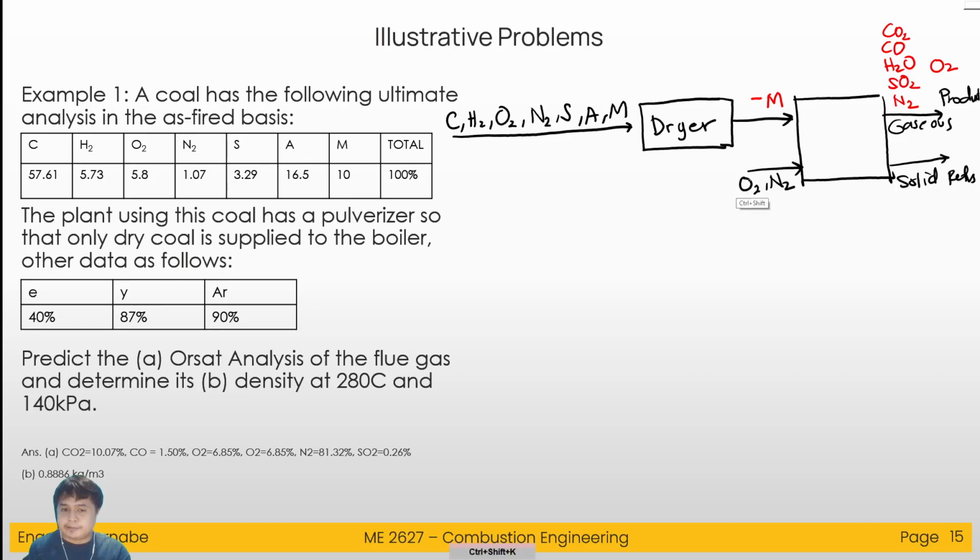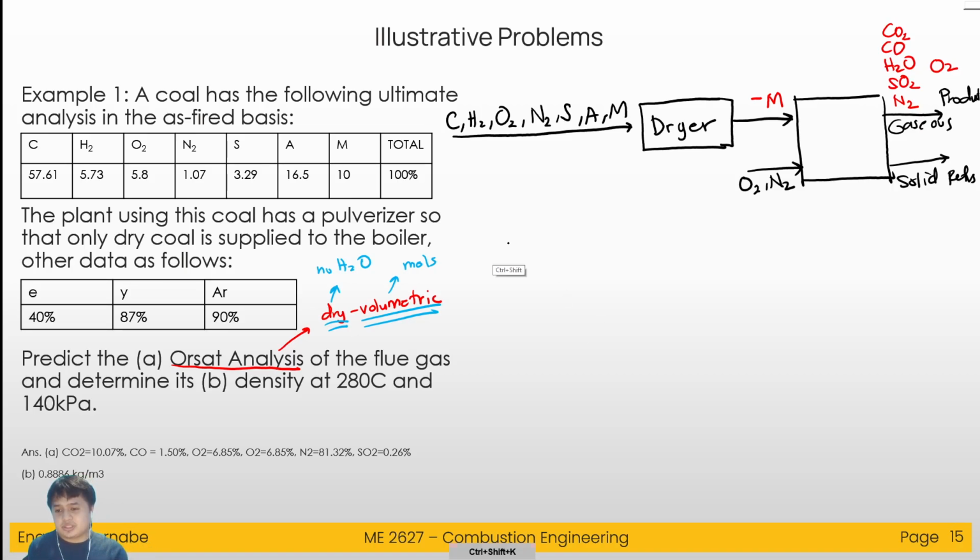It has only oxygen and nitrogen, no moisture. So to solve for this Orsat analysis, we can first find the mass basis of the products of combustion, and then use the molecular weight to convert it to a volumetric basis. For Orsat analysis, we should take note that this is dry volumetric, meaning we don't include water vapor, H2O, in the analysis, so kilomoles volumetric. So we do the mass basis, then find the volumetric basis, and then remove the water vapor.